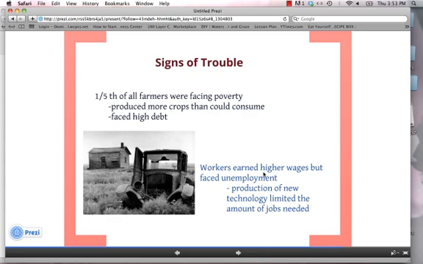Also, although workers earned higher wages at this time due to the influx of labor unions, they also faced unemployment because certain jobs were starting to be taken over by types of technology. And that's something that we fear even now. But there was such a drastic increase in technology at that time that it really took a toll. So a lot of people could not find a job, which then eventually led to poverty.